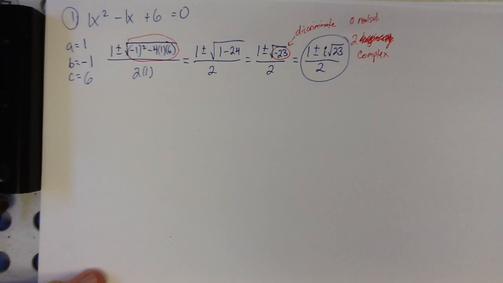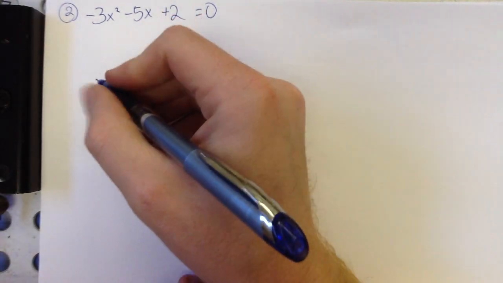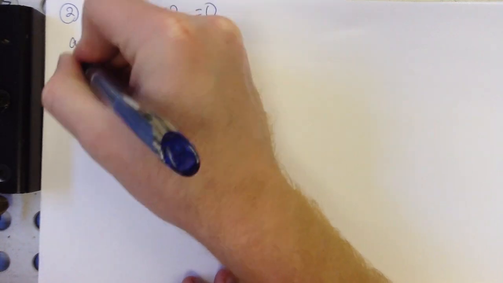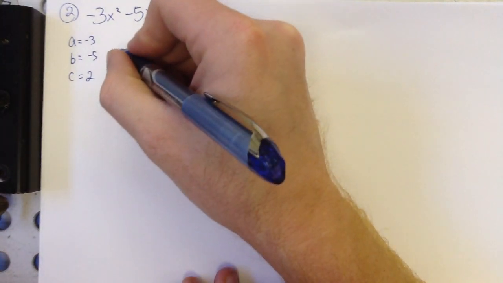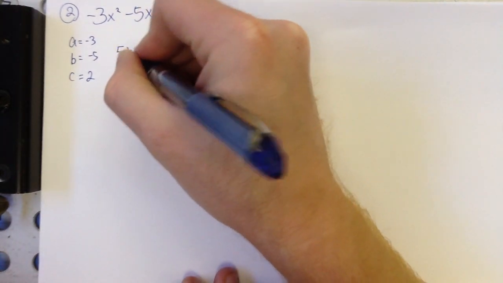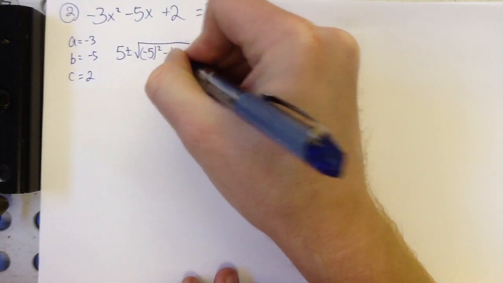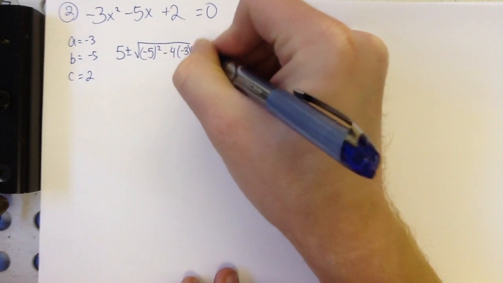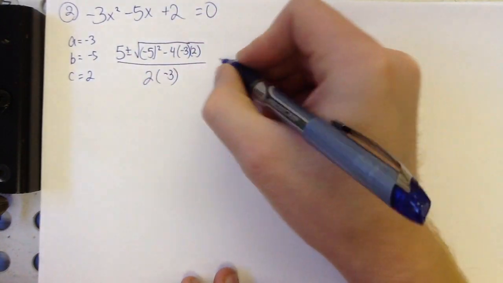Let's move on, try another one. Promise the answer will be a lot nicer on this problem. And we'll talk about the discriminant beforehand, so you'll hopefully see why. Before you get to an answer anyway. So A equals negative 3, B equals negative 5, C equals 2. All right, negative B, in this case positive 5, plus or minus the square root of negative 5 squared minus 4 times negative 3 times 2, that A and C, all over 2 times negative 3.